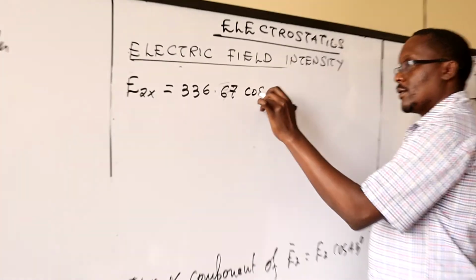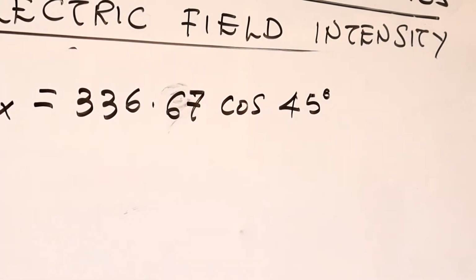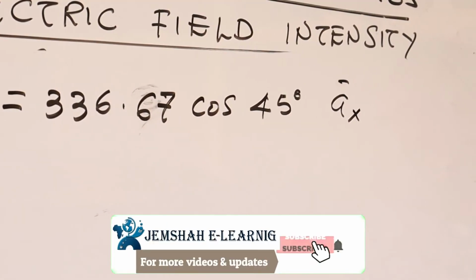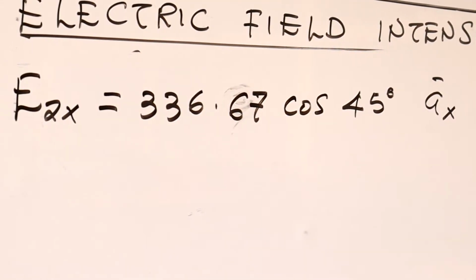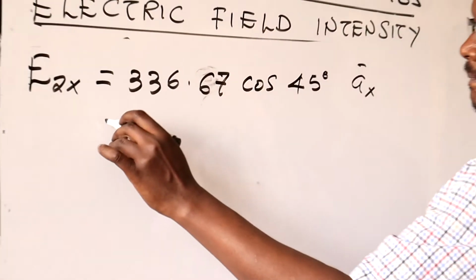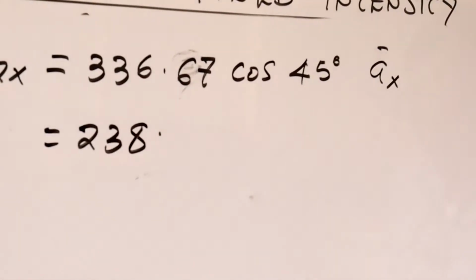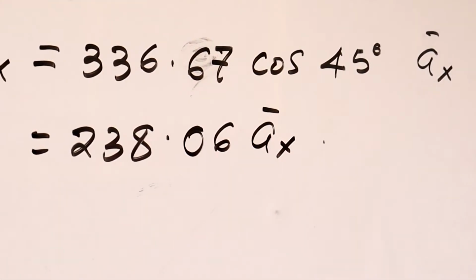Now the cosine of what? 45 degrees in the AX direction. Now it's no longer AR as we used to have it. Now it is AX direction. Now that value in that particular direction is going to be 238.06 in the AX direction.